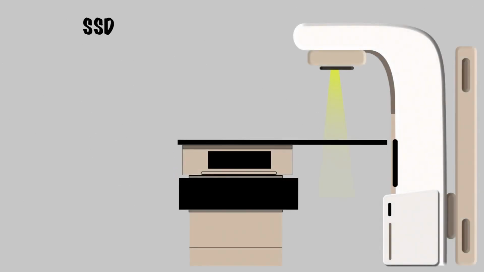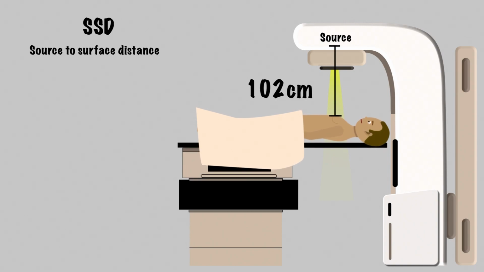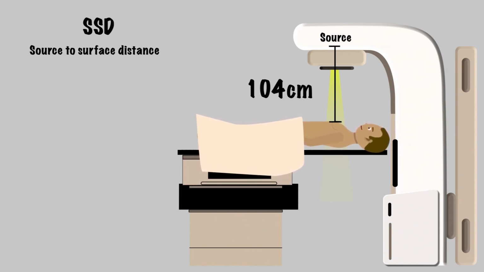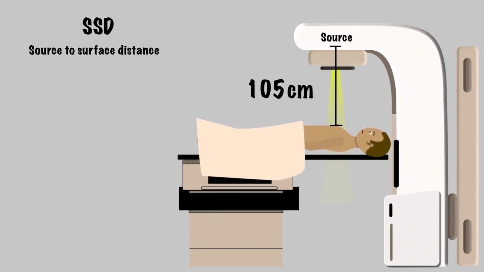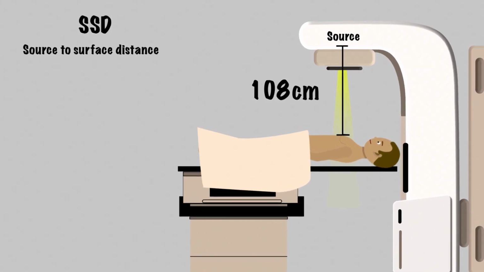The next factor to consider is SSD, or source to surface distance. This refers to how far the source of the radiation is from the skin surface of the patient. Why does this matter? Doesn't the beam interact similarly along the whole path whenever it encounters the patient? No. The beam is diverging, so its intensity will decrease as we move away from the source.